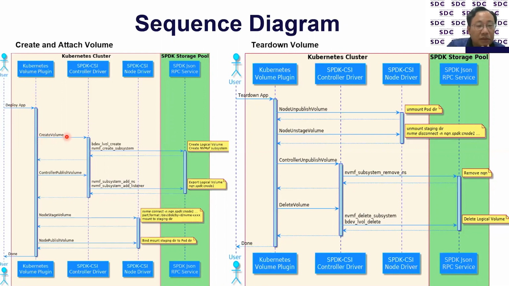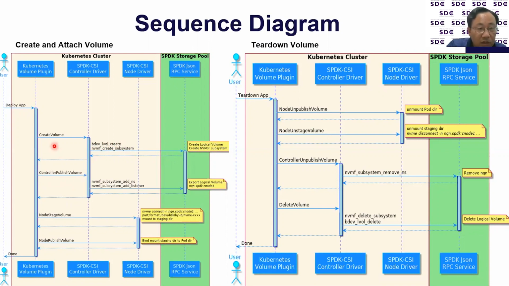and so the controller driver will receive the create volume CSI RPC. The controller driver will send a JSON RPC to the storage node, which is the SPDK storage node. After SPDK receives this, for example bdev_lvol_create, it will internally create logical volumes of the appropriate size and create an NVMe-oF subsystem if necessary, then return the response.